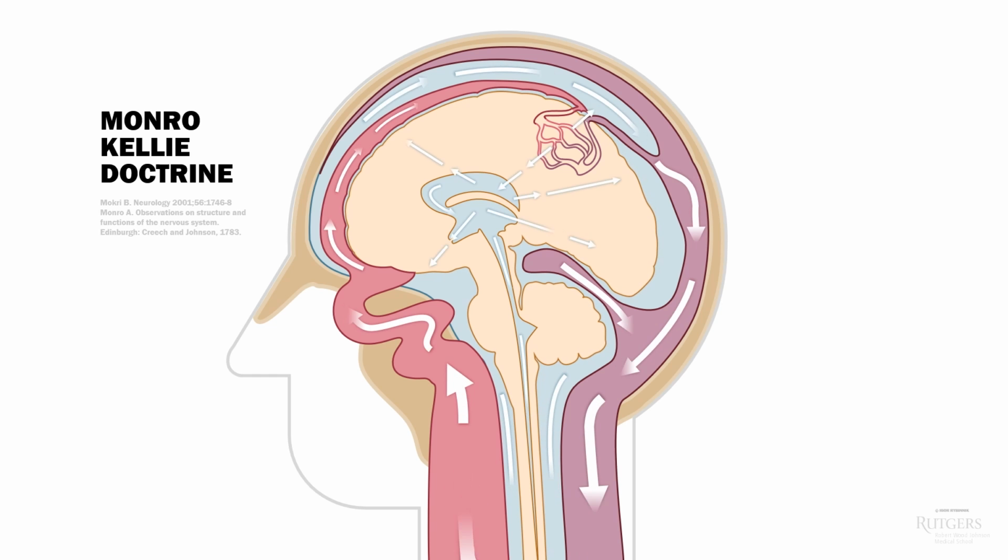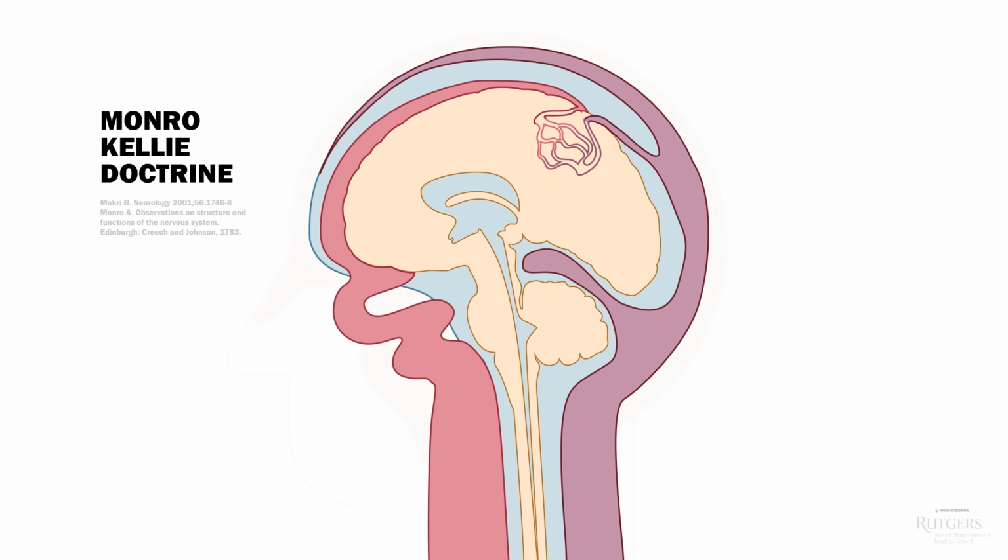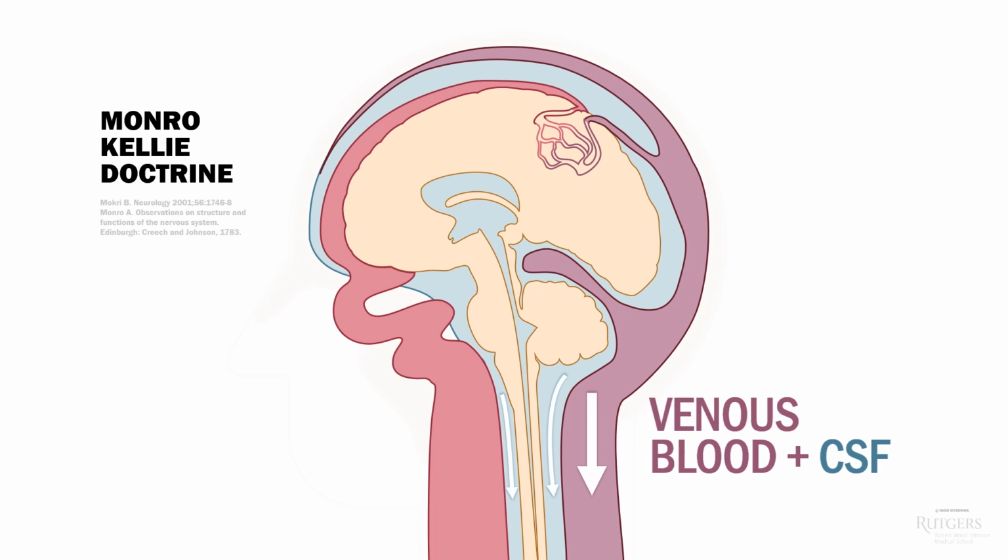Also, the substance of the brain is nearly incompressible. So, in order to maintain a nearly constant volume of cranial contents, venous blood and CSF must be continuously flowing out to make room for the continuously incoming arterial blood.